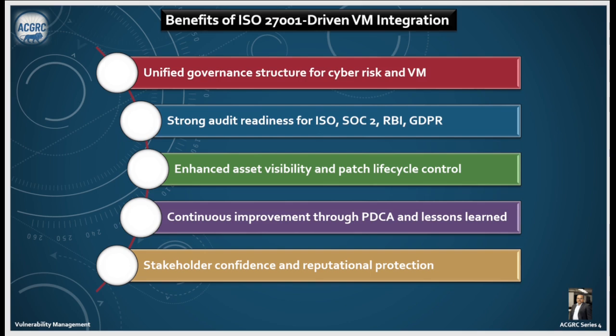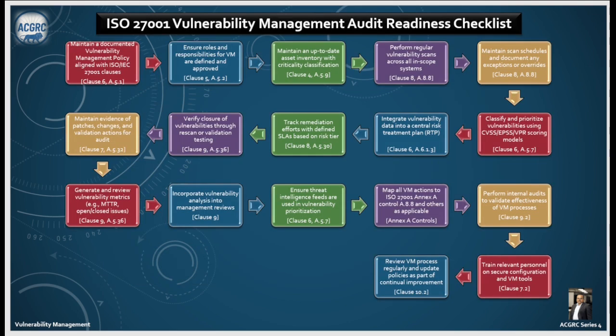Now, to help with the whole process, let's try to go through the checklist. For some, this might be much more useful for how to implement it. We discussed this. It starts with maintaining a documented vulnerability management policy aligned with ISO 27001 clauses. So you can pause the screen, take a screenshot.